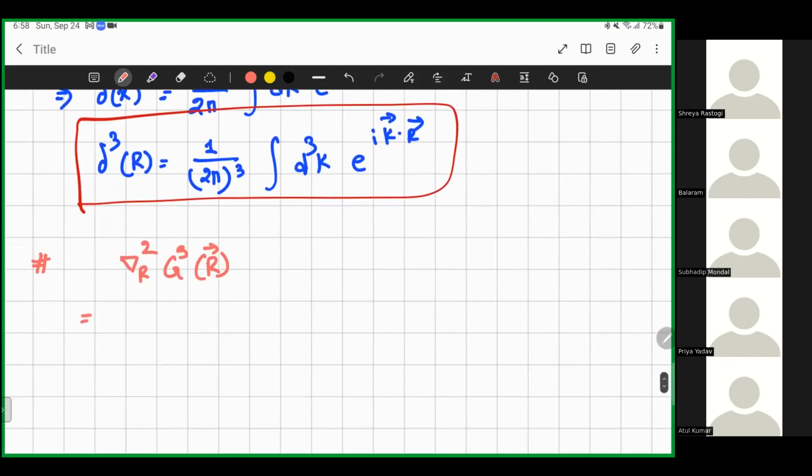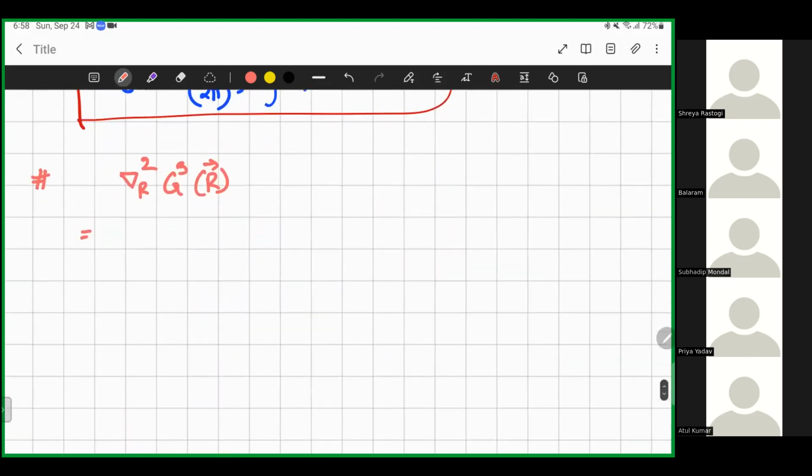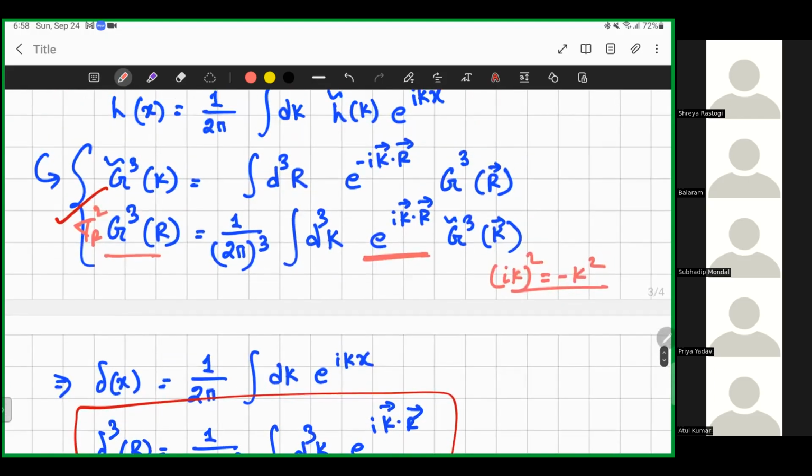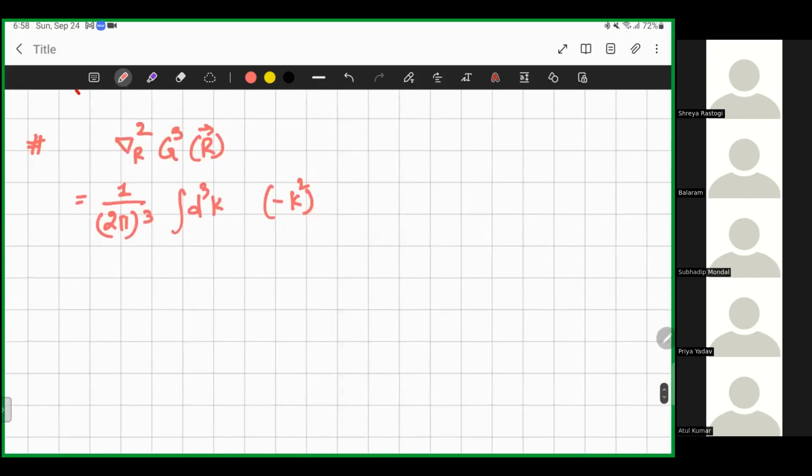The rest of the part will be fixed because the function is an exponential function. So it will be q d3k, with minus k square due to ik. If we operate del r square here, I think this is clear, 2 times ik will be there. So it will be minus k square, and the rest of the part will be the same. Okay, so this is the form.